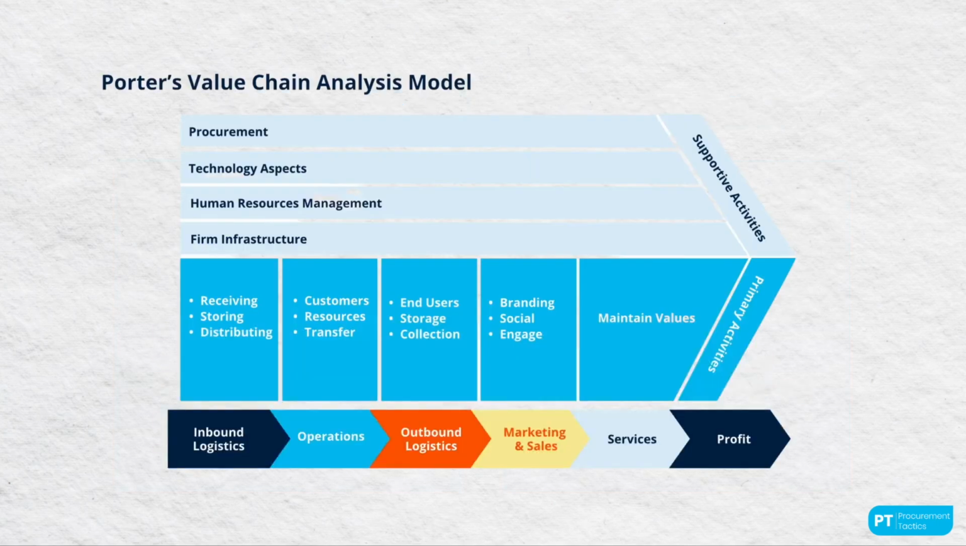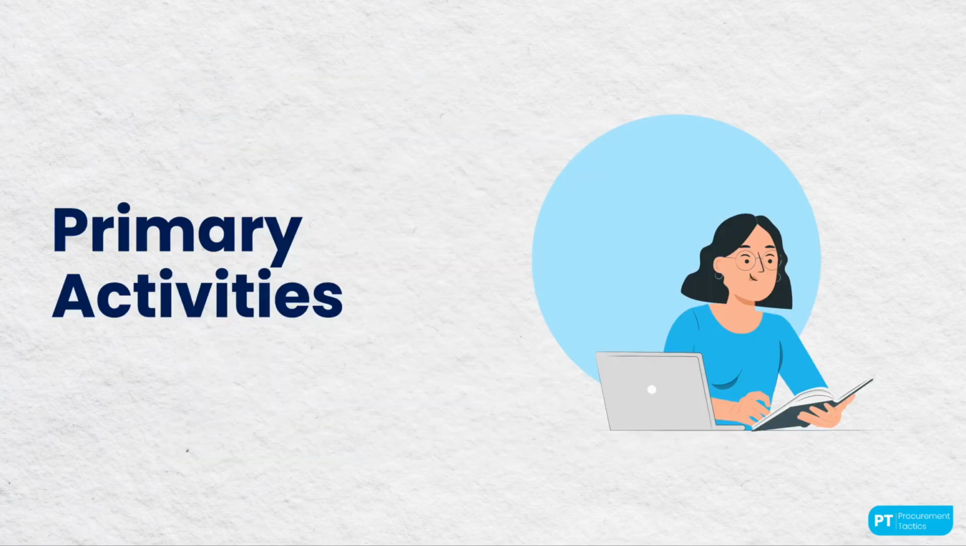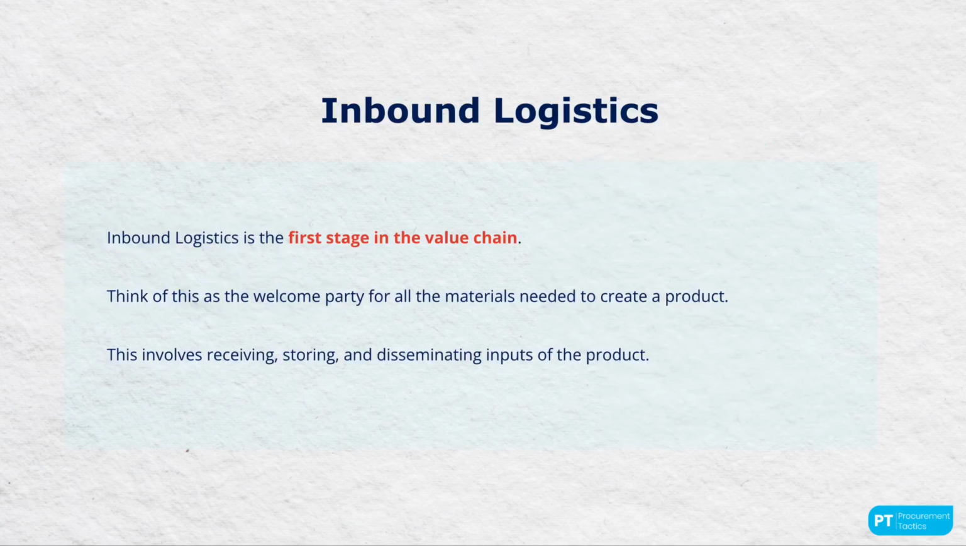Porter's value chain model identifies five primary activities that are critical in adding value and creating a competitive edge for any organization. Here's a quick rundown and overview of what each individual activity is about. This will allow you to have a grasp of their role within the greater value chain. Let's start with primary activities.